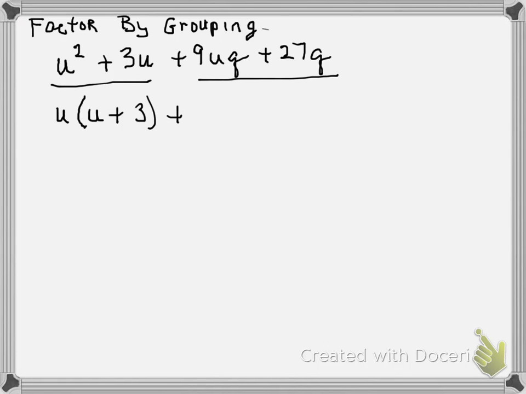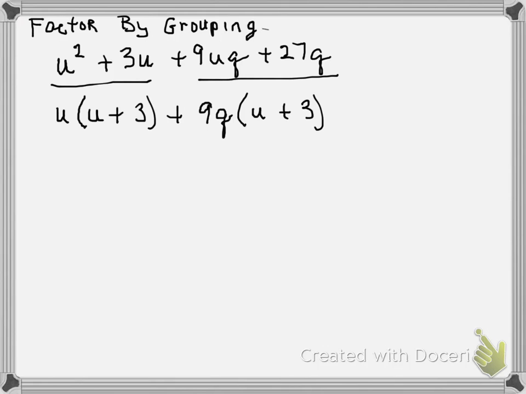And now on the other pair, what do we have in common? Well, 9 and 27, the greatest common factor is the 9. And then they both have a q, so we'll factor out a 9q. All right, from this first term, we have a u left because 9q times u is 9u cubed. And when I factor the 9q out of 27q, I have only a 3 left because 9q times 3 is 27q.